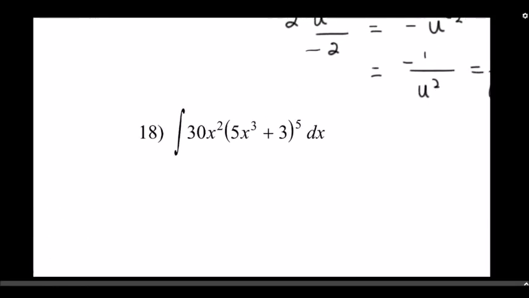So we recognize on number 18 that we have an inside function and an outside function. What we're hoping is that what's left over is in some form the derivative of this inside function. So if we let u equal the inside function, then its derivative is 15x squared. So we've got the x squared and the dx. There's supposed to be a 15, but we got a 30. But we can change that 30 into 15 by taking out a 2.